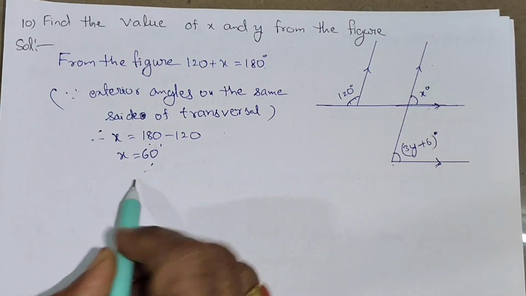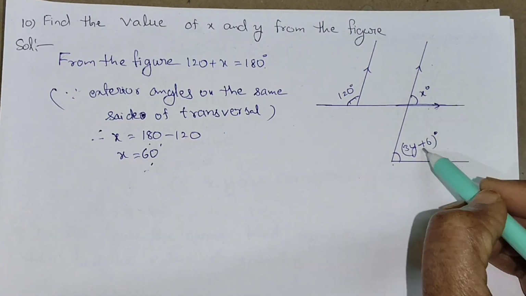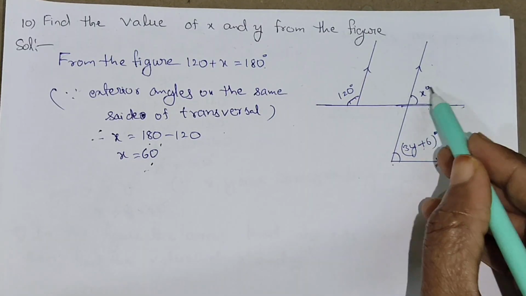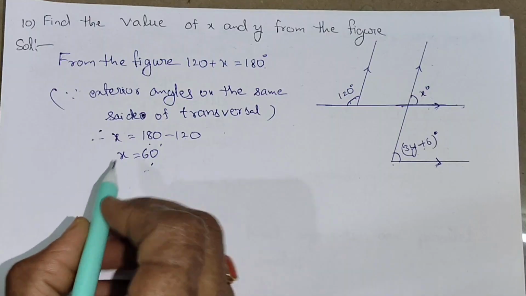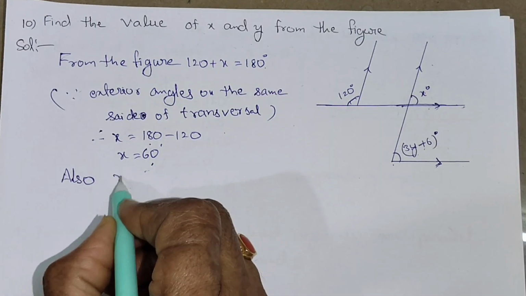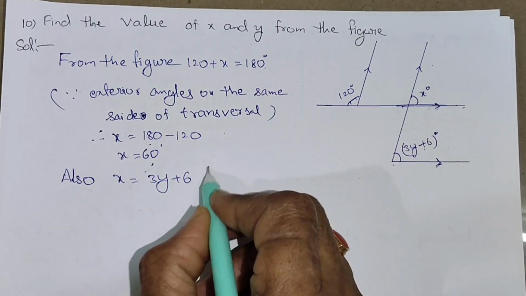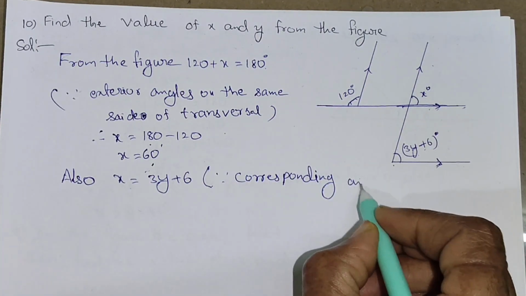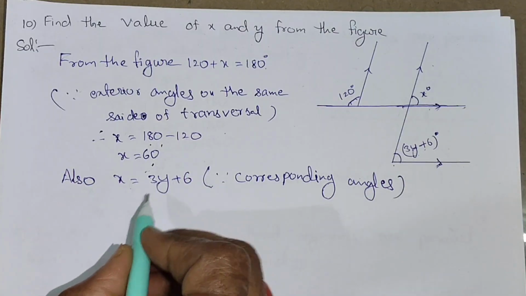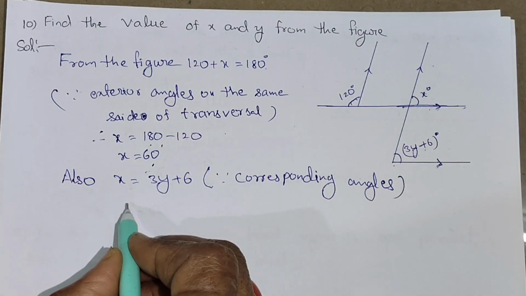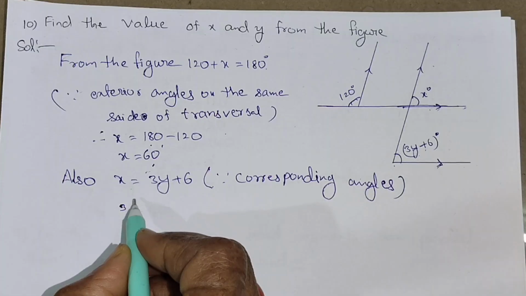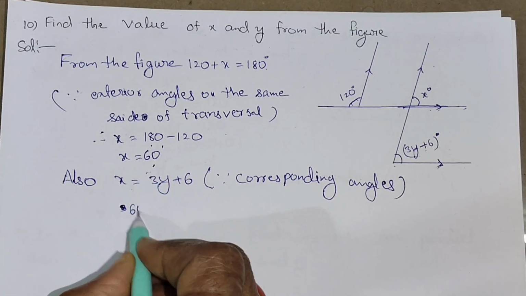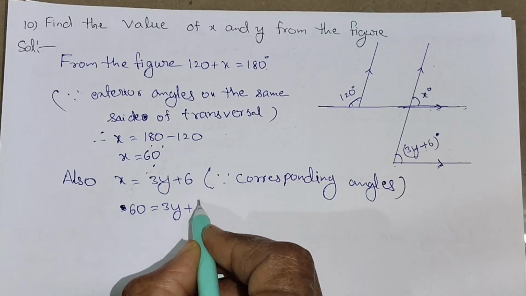Next we find the y value. Here first compare these two angles. These two are the parallel sides, this is the transversal, which means these two angles are equal, corresponding angles. So x equals 3y plus 6, because they are corresponding angles. We know the x value, so we substitute the x value. x equals 60, so 60 is equal to 3y plus 6.